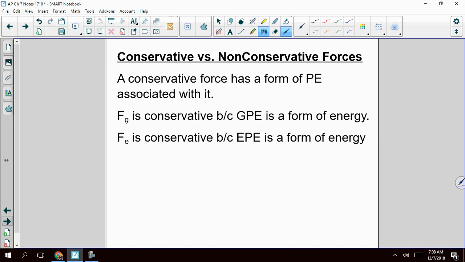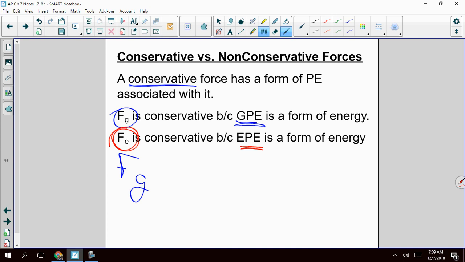All right. So last year, what we learned was that a force is designated as a conservative force if there's a form of potential energy that can be associated with it. All right, so for example, the force of gravity is conservative because we can also talk about gravitational potential energy. And similarly, elastic force, like the force by a rubber band or a spring, is also a conservative force because we talk about elastic potential energy, which is associated with it.